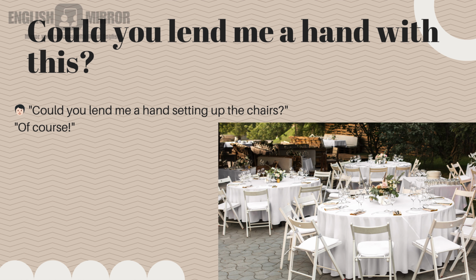The next phrase is, could you lend me a hand with this? That means the same kind of sentence, same kind of usage. That is, can you please help me by doing this, or can you help me for doing this together? We can do this together. And example sentence, could you lend me a hand setting up the chairs? Could you please help me doing this, or can you please help me to arrange these chairs? And the answer is, of course. And the person is replying, yes, of course, I'll help you.